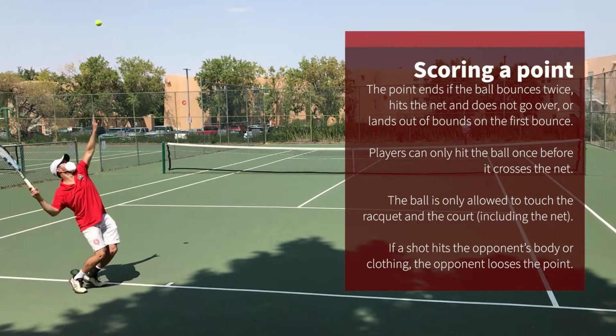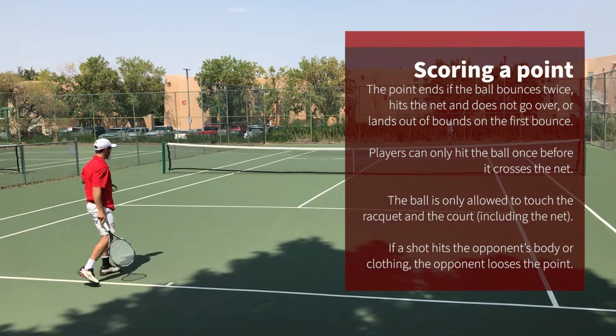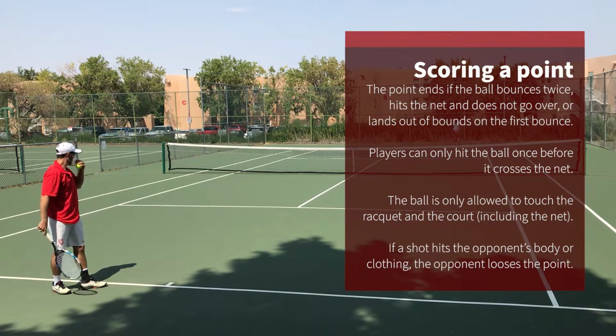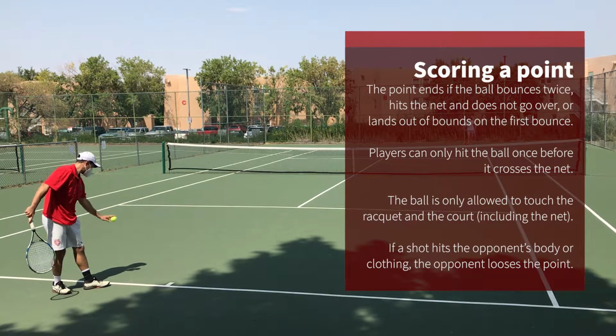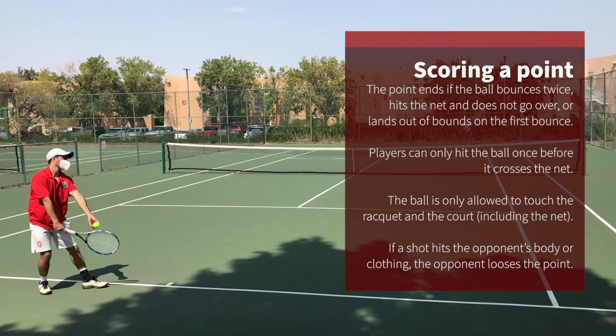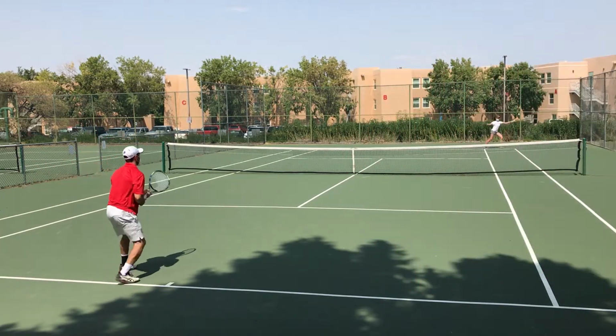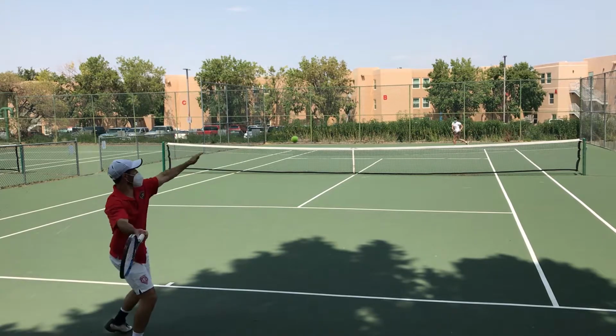You can score a point in 3 ways: if the ball bounces twice, hits the net and does not go over, or lands out of bounds on the first bounce. Players can only hit the ball 1 time before it's got to go over the net.